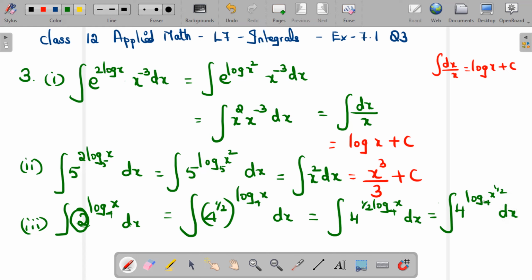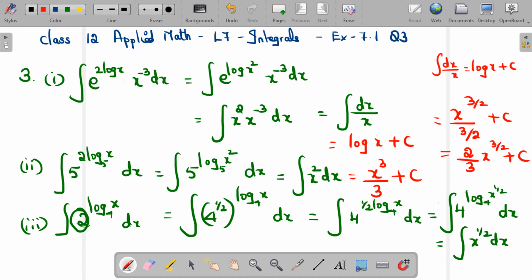Now we know the log base and the number that you have here match. So this can be simply reduced as x power half dx. Now you can apply the integration formula. So this is going to be x power 3 by 2 divided by 3 by 2 plus c. So rearranging this denominator, it is 2 by 3 x to the power 3 by 2 plus c.